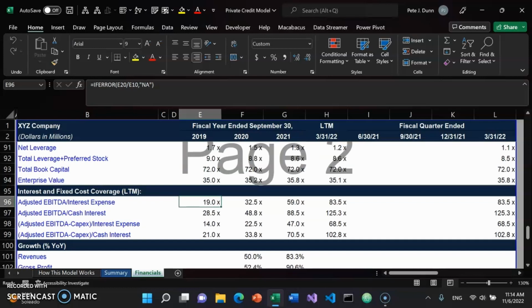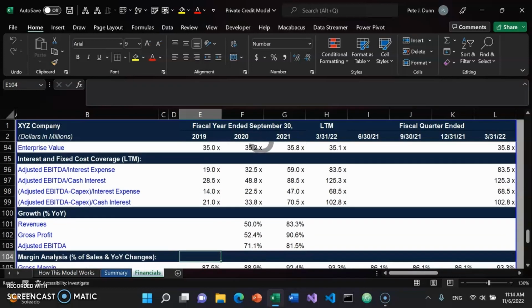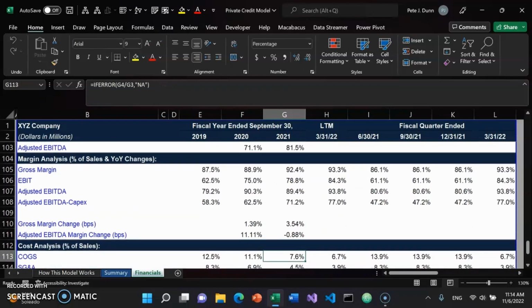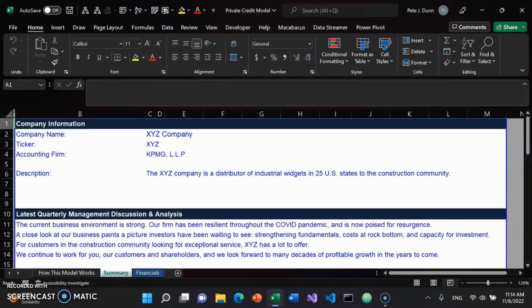This company in this hypothetical example has very good coverage ratios, so you would probably feel comfortable lending more money to it from the perspective of a lender. I do the growth rates as well. And then some traditional margin analysis as a percentage of sales. Sales is in row 3. And then cost analysis as well. And then these things flow into the summary.